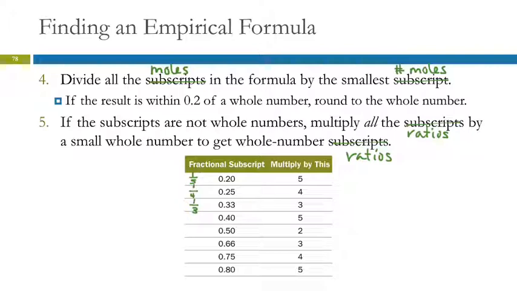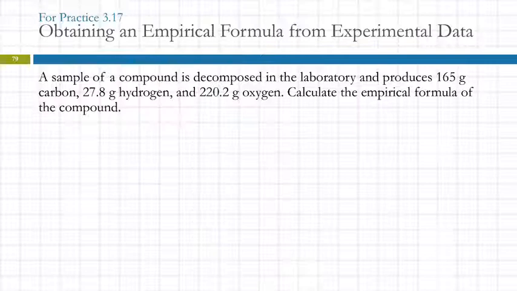So let's do some examples. Sample of a compound is decomposed in the lab and produces 165 grams of carbon, 27.8 grams of hydrogen, 220.2 grams of oxygen. Calculate the empirical formula. So here we are given the mass of each element. So we need to write that down.